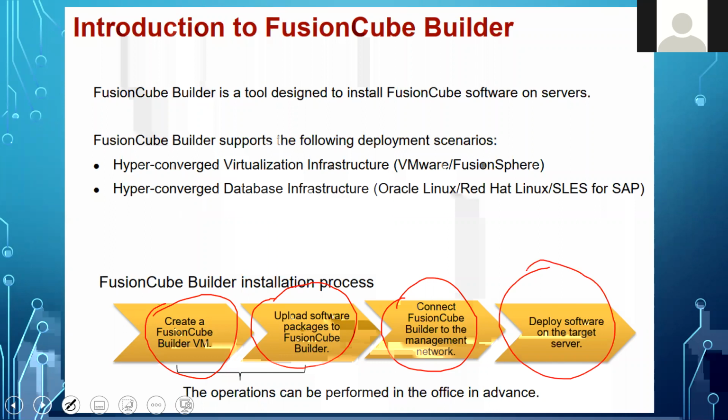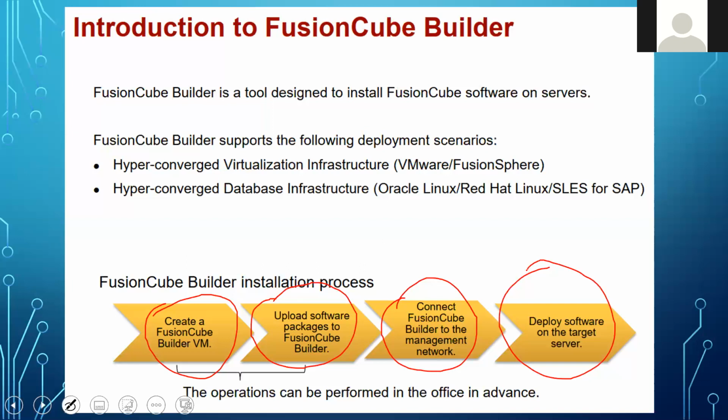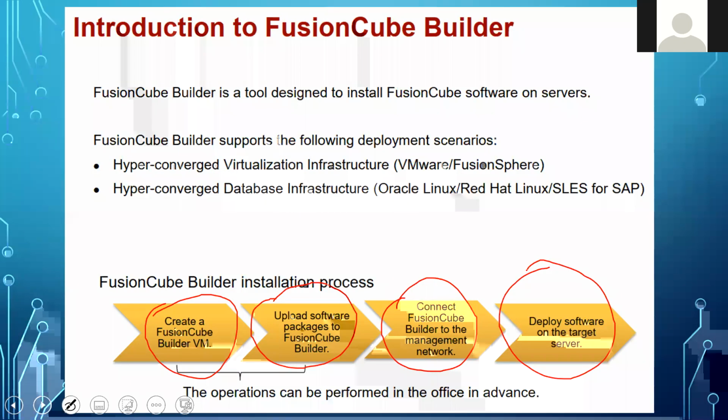and then we can deploy the software on the servers or the chassis. There are different deployment modes. Hyper-converged virtualized infrastructure can support VMware and FusionSphere. You can use VMware as a hypervisor, but we cannot use vSAN as a distributed storage. We have to use Fusion Storage as the distributed storage.